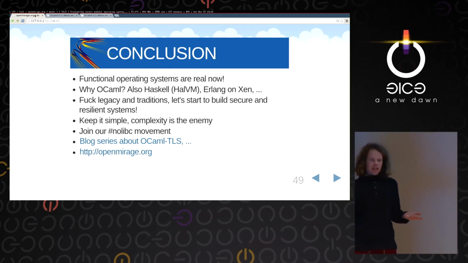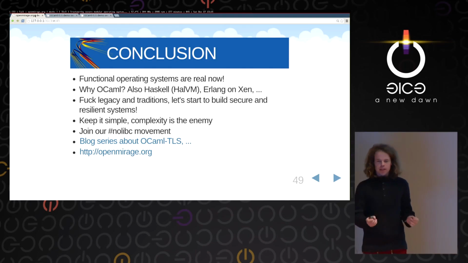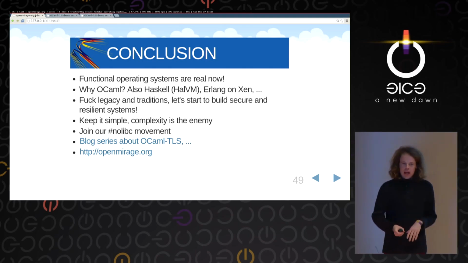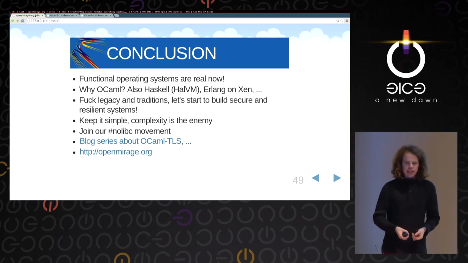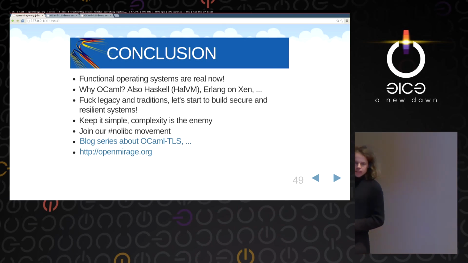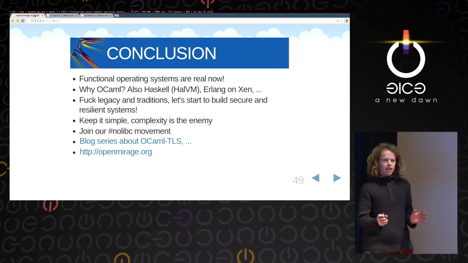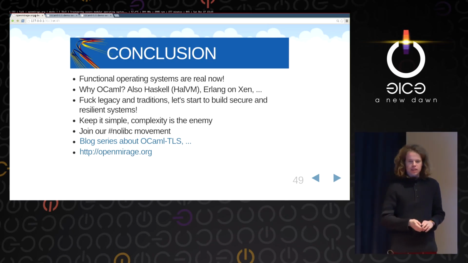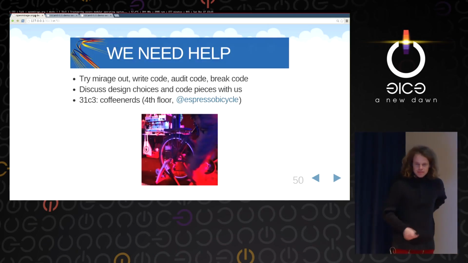In Germany, we managed to phase out nuclear energy by 2022 or so. And that's also 70s technology. That's similar to Unix. Let's phase out Unix as well. And let's keep it simple, because complexity is always the enemy. And just remove the layers of abstraction which we don't need any longer. And join our no libc movement.